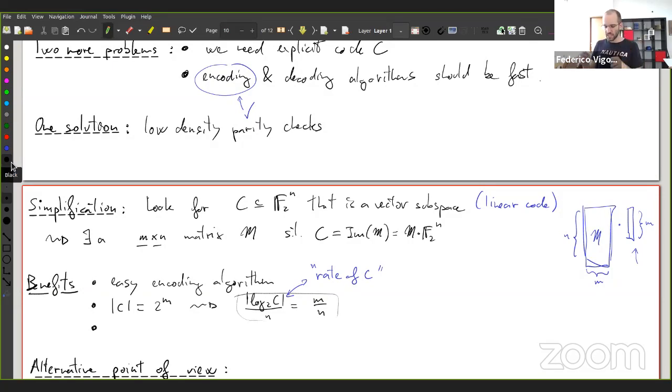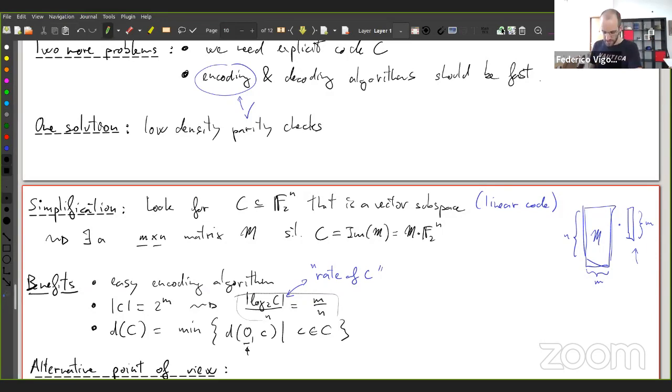That is, if you want to check the distance of all the pairs, the set of all the distances of all the pairs is just equal to the set of distances of elements from the 0 word. What I'm saying is that the distance of C, the minimum of the distances of all pairs, is just equal to the minimum of the distances between the 0 word and c, where c belongs to the code. We removed one variable, and this makes it much easier to check, unsurprisingly.